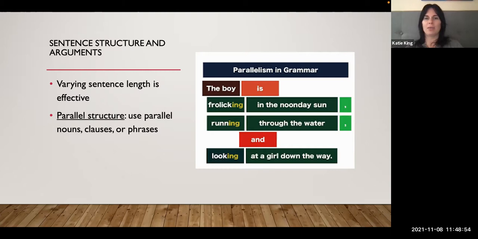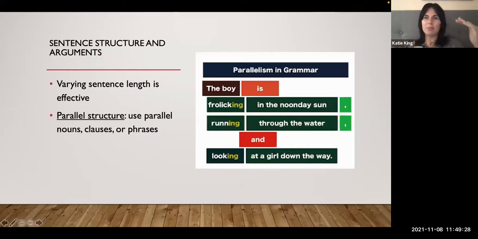Like if I said, the boy is frolic in the noonday sun, running through the water and looking at a girl down the way, that wouldn't have the same rhythm or feeling as it would had I put that -ing on frolicking. So that's what we're talking about when we're talking about parallel structure. It's kind of like algebra, right? If it's here, in this order, then it has to be here in this order. And where we have the and, we know that's the third in the list, so the third one also has to be in the same order.